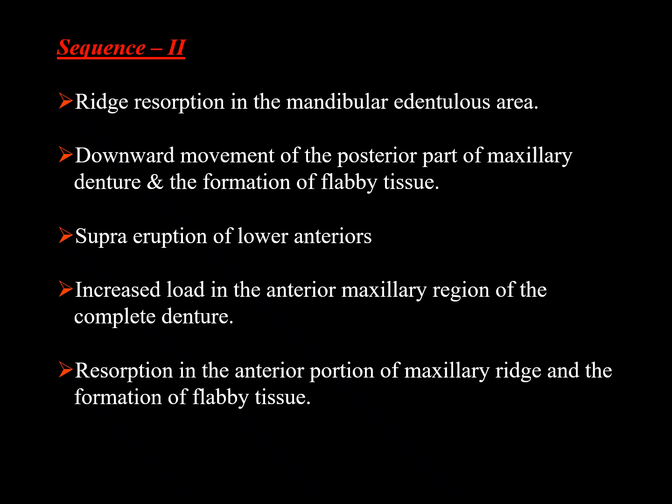In sequence 2, the ridge resorption in the mandibular edentulous area proceeds. This causes more downward movement of the posterior part of the maxillary denture and formation of a flabby tissue. There is further supraeruption of the lower anteriors and increased load in the anterior maxillary region of the complete denture. This causes further resorption in the anterior portion and further acceleration of the problem. So the entire occlusal plane is tilted.